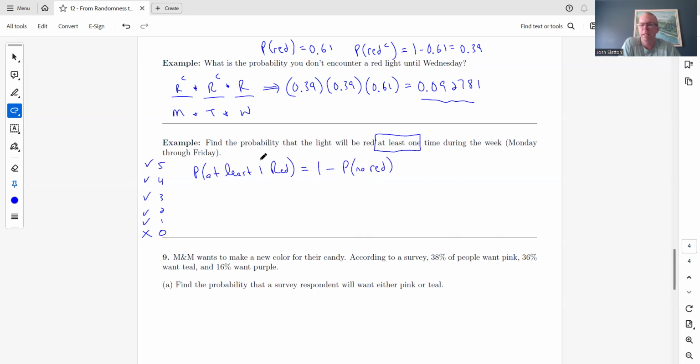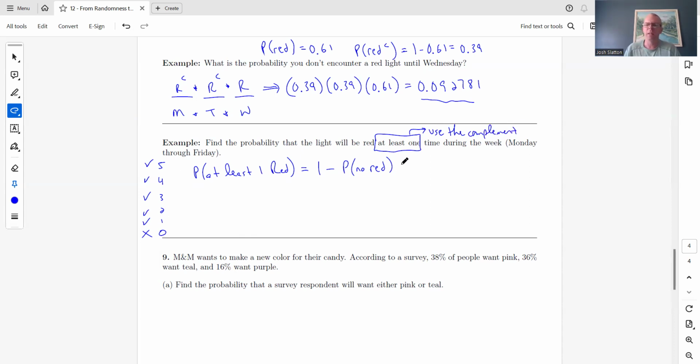So the probability of at least one red, we're going to use the complement because there's multiple ways that you can get at least one red. You can get 1 red or 2 red or 3 or 4 or 5 red lights during the week. We want the probability of all of those. It's a lot easier just to find the probability of no reds. So whenever you see at least one, use the complement. And the complement of at least one is always none.